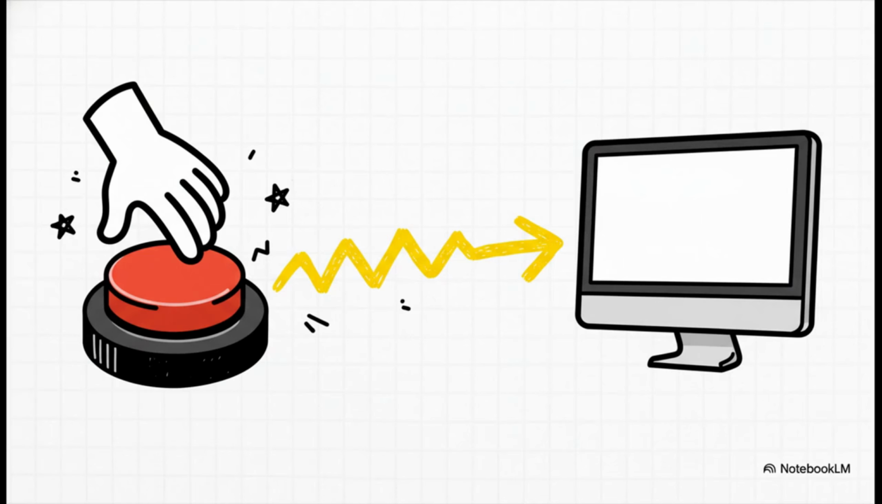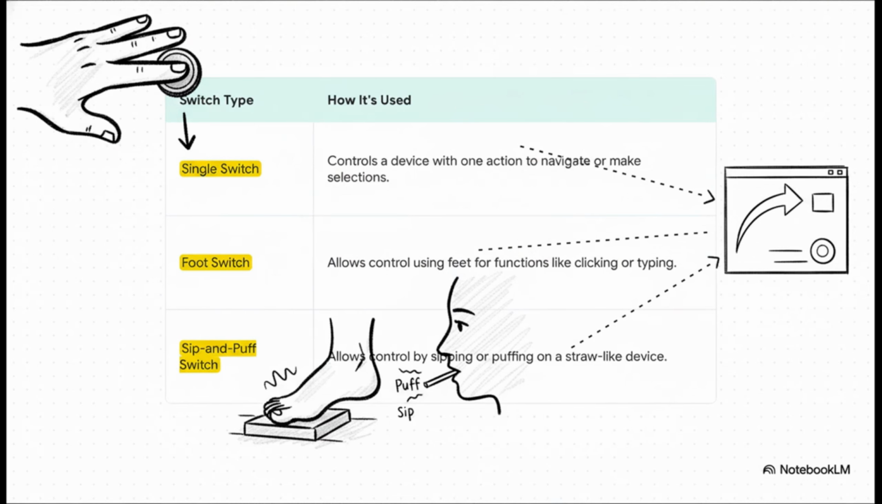But what about for users with even more severe physical disabilities, who might not have control over their head or eye movements? Well, there's still a really powerful solution, and it comes in the form of something called switch-based control. This approach is just so incredibly versatile.